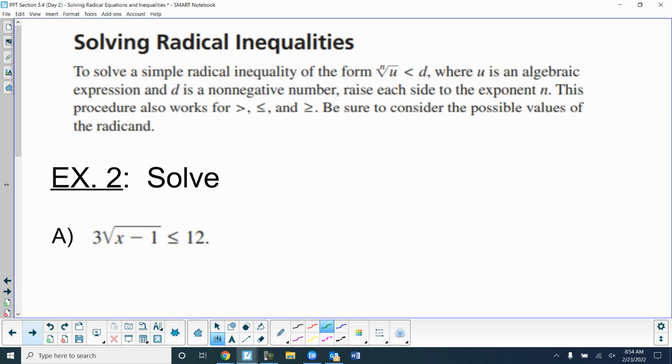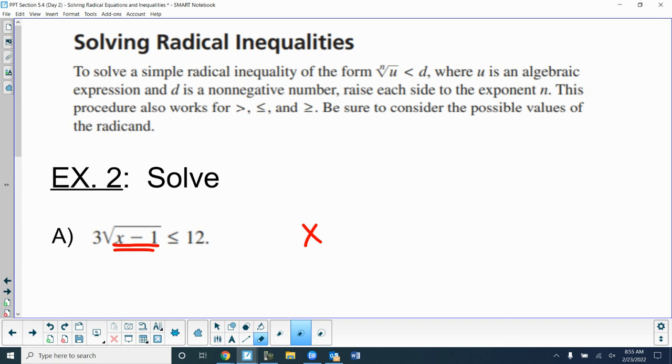Be sure to consider the possible values of the radicand, okay? When it's a square root, what type of number has to be under the radical sign to work? Positive or is 0 okay to be in there? Can we take the square root of 0? Yeah, what's that answer? 0. So whatever's under the radical sign, you have to do this little equation or inequality.